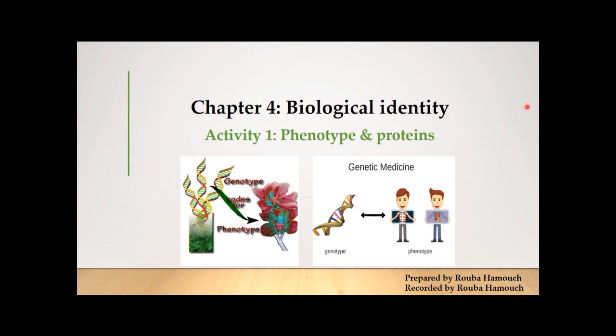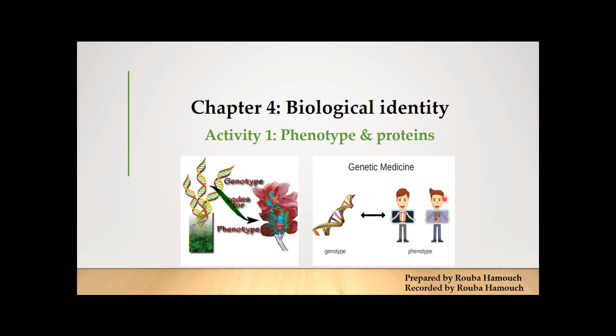Hello everyone. Today we will be starting chapter 4, Biological Identity. In activity 1, we are going to explain the relation existing between proteins, being the expression of genes, and the phenotype. We will define phenotype, define genotype, and find the relation between genes, proteins, genotype, and phenotype.